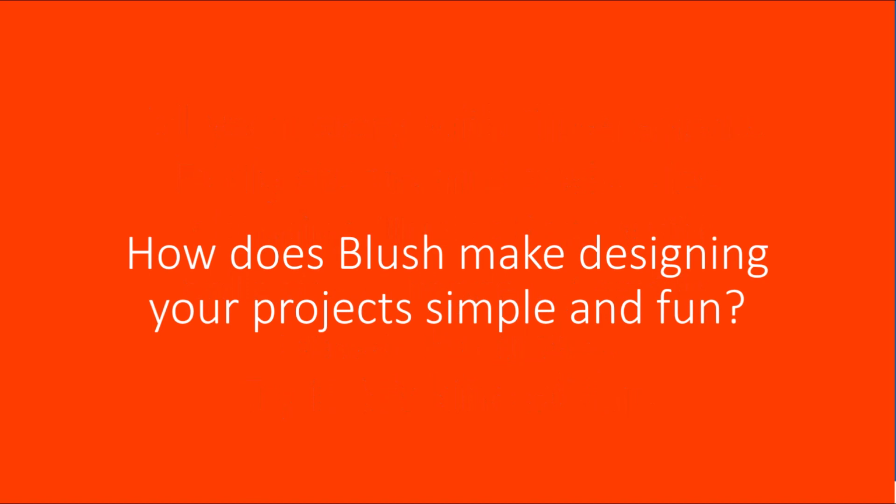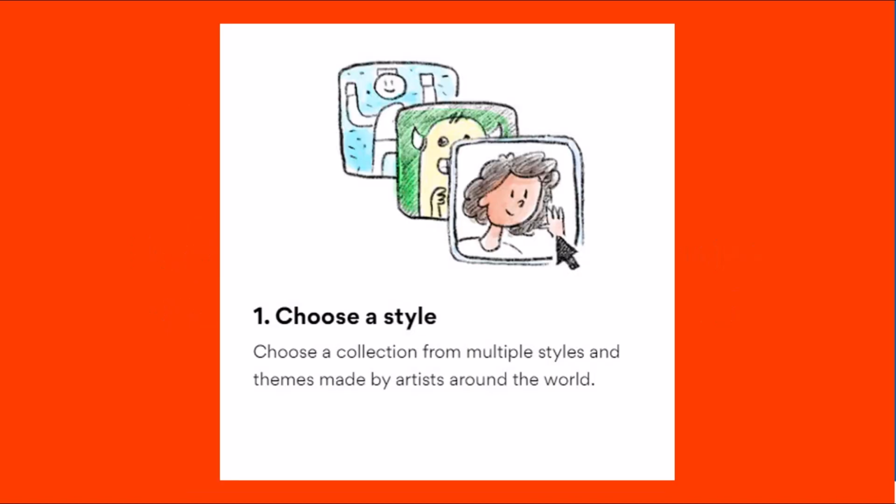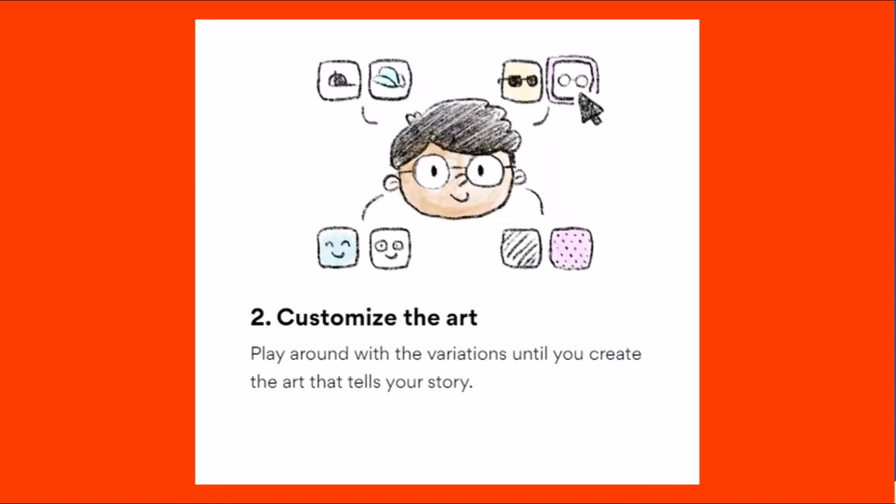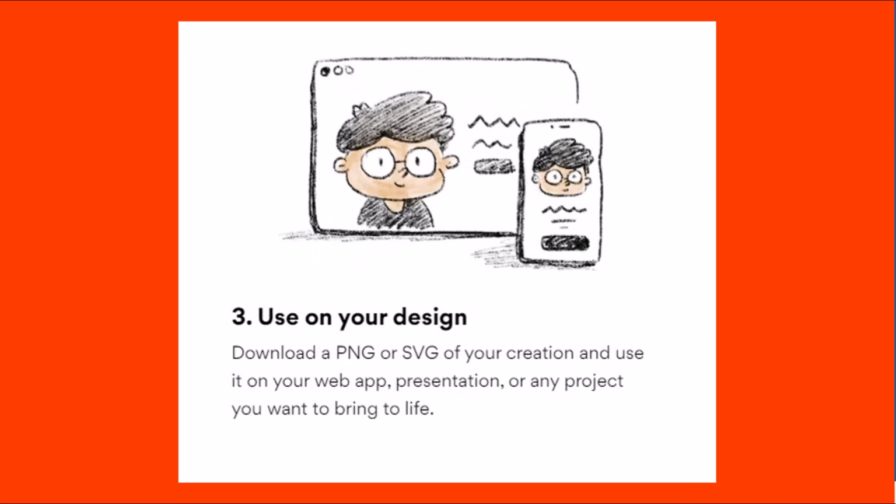So how does Blush make designing your projects simple and fun? One, you choose a style. Choose a collection from multiple styles and themes made by artists around the world. Two, customize the art. Play around with variations until you create the art that tells your story. Three, use on your design. Download a PNG or an SVG of your creation and use it in your web app, presentation, or any project you want to bring to life.